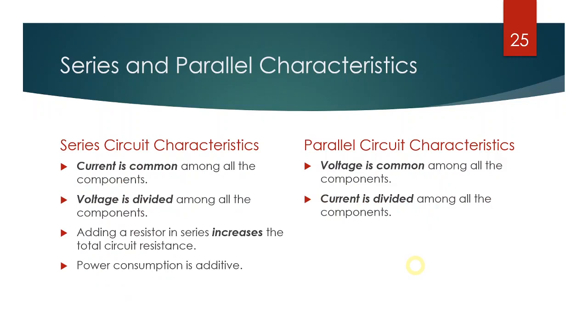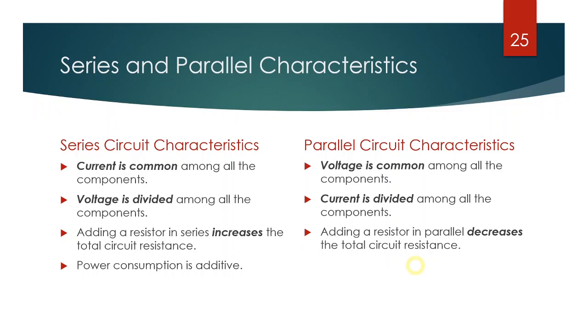So the current is divided among those components. Adding a resistor in parallel is actually going to decrease your total resistance. And that's going to make sense when we think about it. You add more resistors in parallel, you are going to increase the amount of current load. So that means if you're increasing the current load, the resistance would have to decrease.